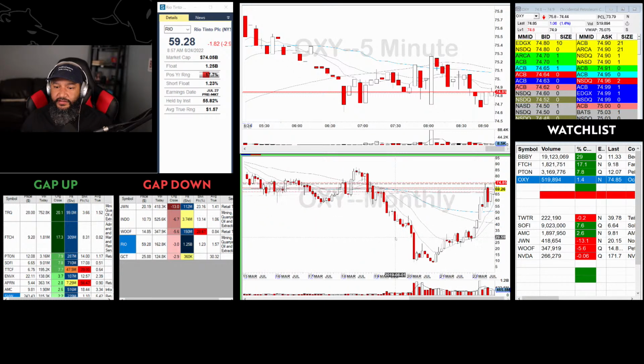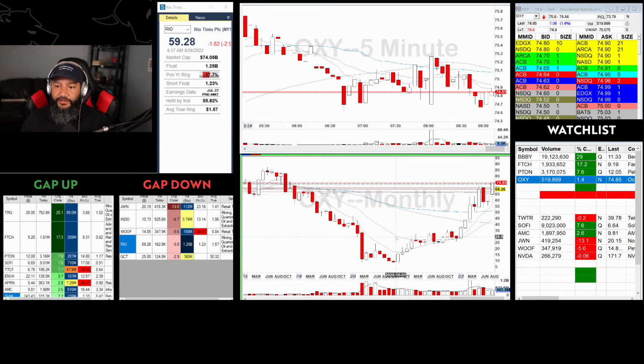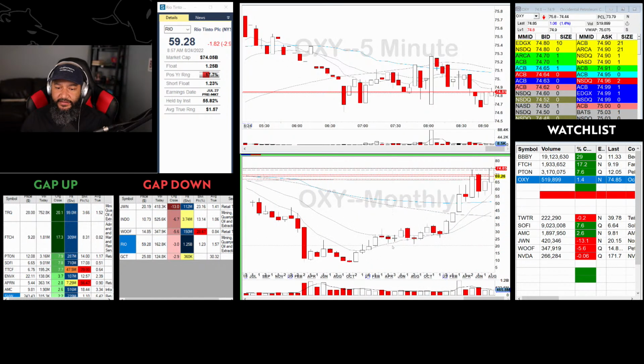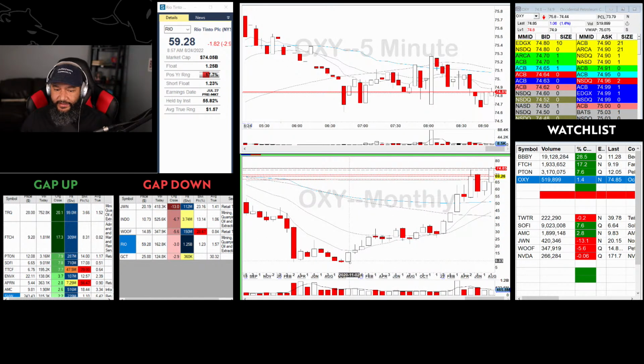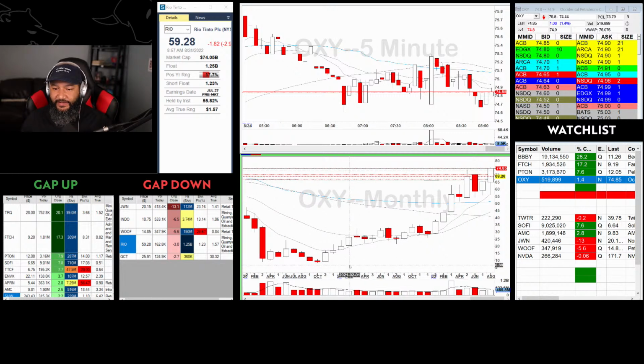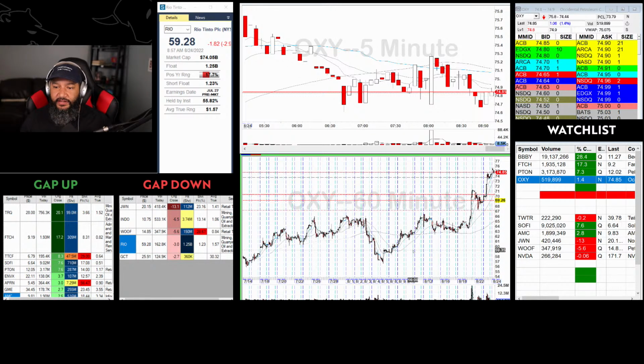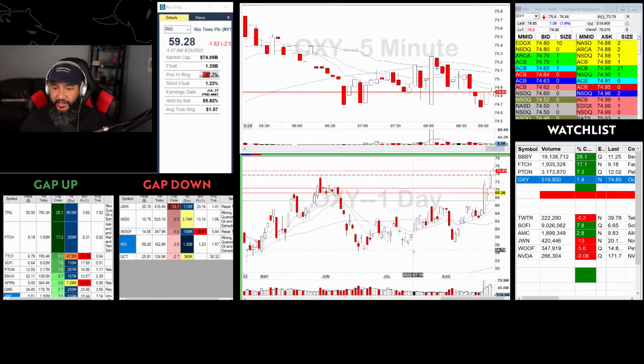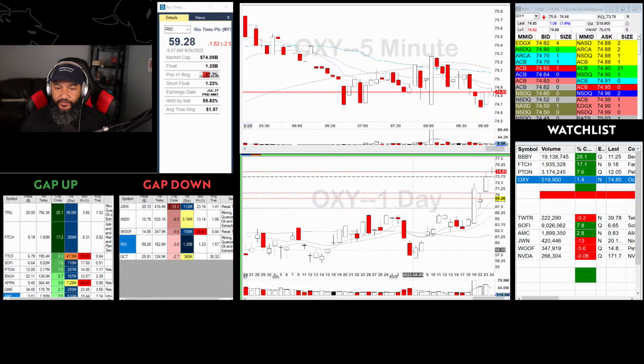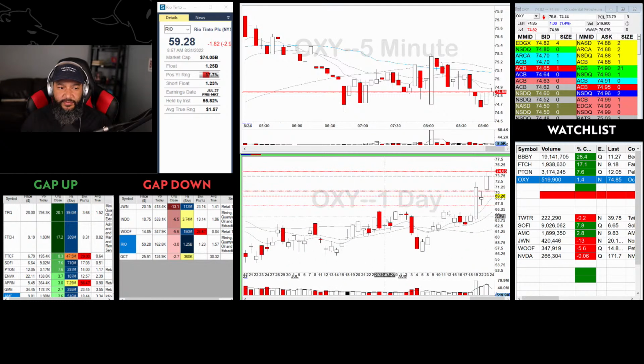Yeah, definitely still a very impressive move this morning. If you look at the monthly here, just look at this thing. We were hanging out at what, $9 in October. We're at 74. So insane run. And again, as I mentioned before, take a look at MRO and APA as well if you'd like to trade these energy plays here.